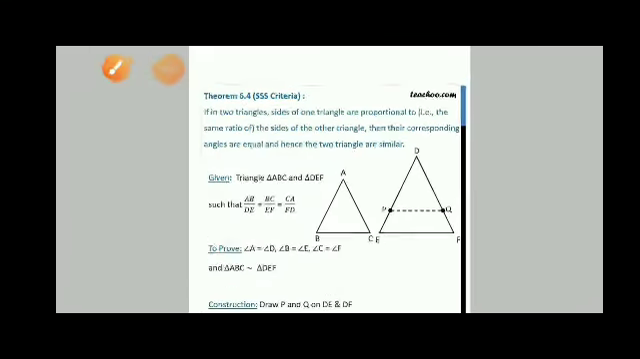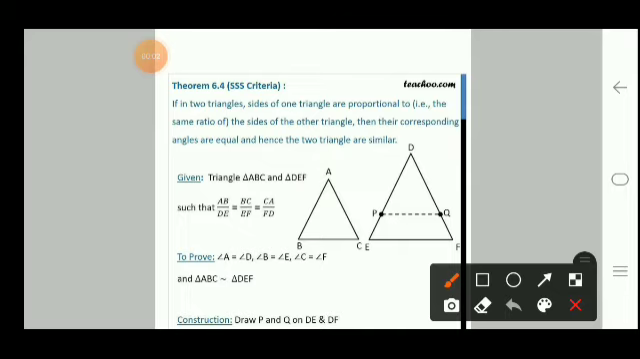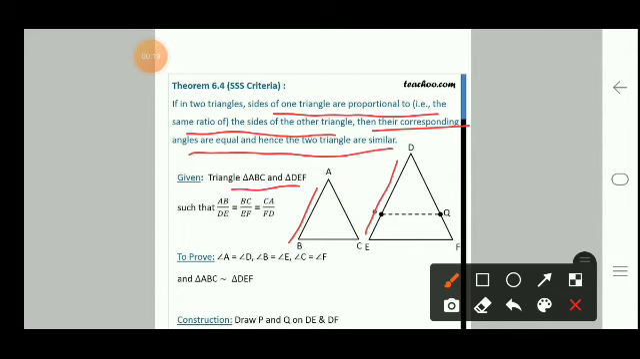So that is the SSS criteria. If in two triangles, the sides of one triangle are proportional, that is, in the same ratio as the sides of the other triangle, then the corresponding angles are equal, and hence the two triangles are similar. So we can see here what is given to us: in triangles ABC and DEF, AB over DE is equal to BC over EF is equal to AC over FD, right?